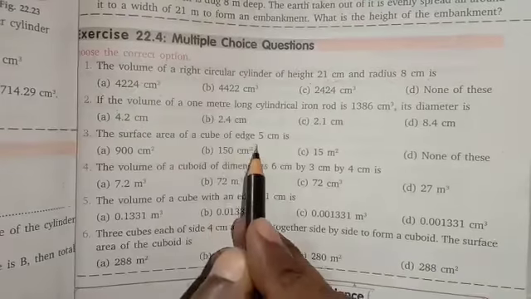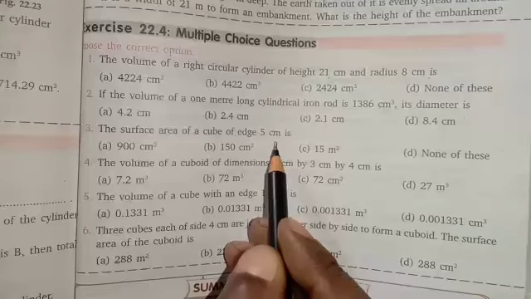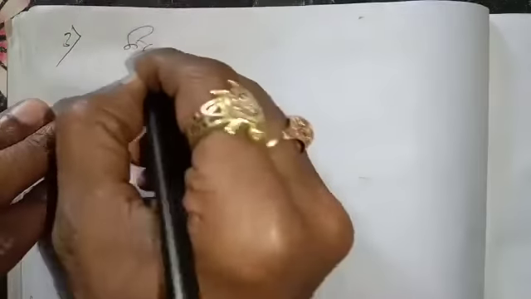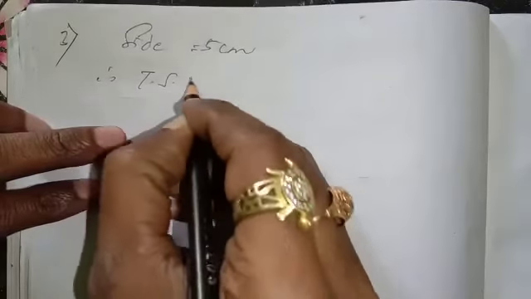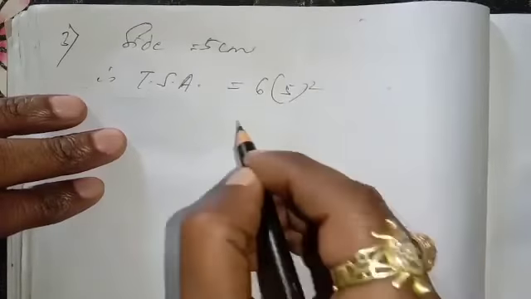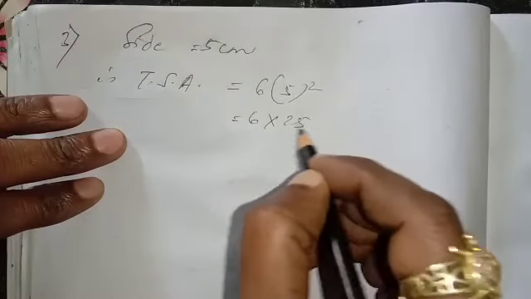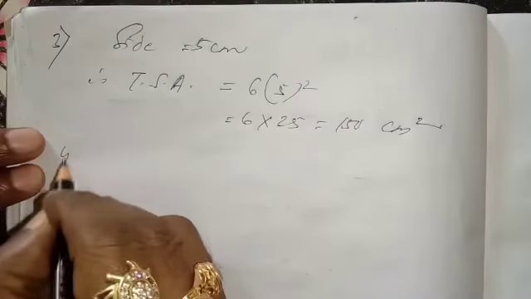See question number 3. What is given? The edge of the cube is given as 5 centimeter. Surface area means the total surface area of the cube that you have to find. Side of the cube is equal to 5 centimeter. Therefore, total surface area means 6 into side whole square, 6 into 5 whole square, 6 into 25, that is 150 centimeter square.